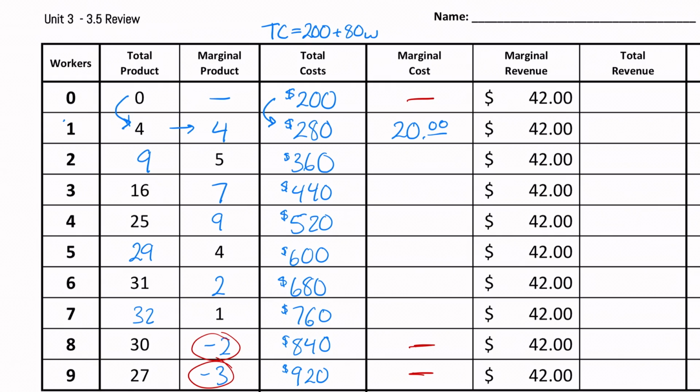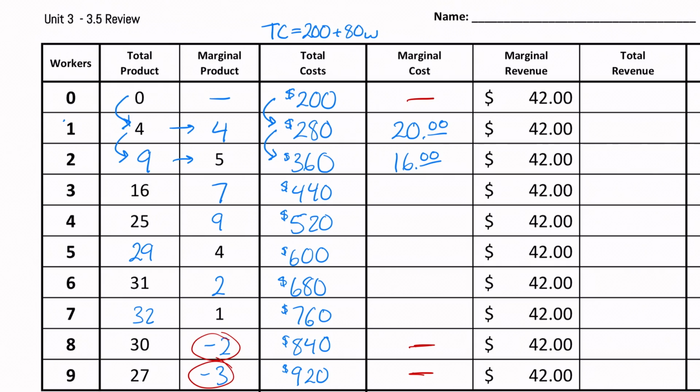Well, what about this next one? Our total product is going up by 5, right? It's going from 4 up to 9. And our total cost is changing by 80 once again. So we would do 80 divided by 5, and we get 16. See if you can pause the video and work the rest of the way down on these.